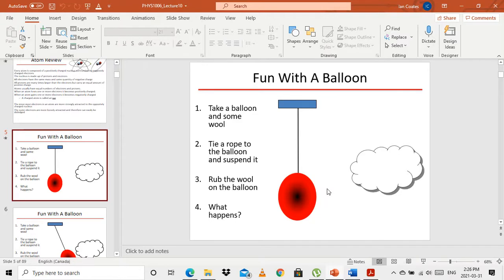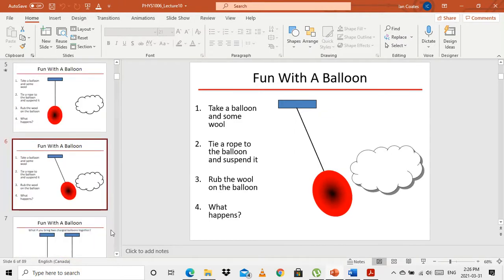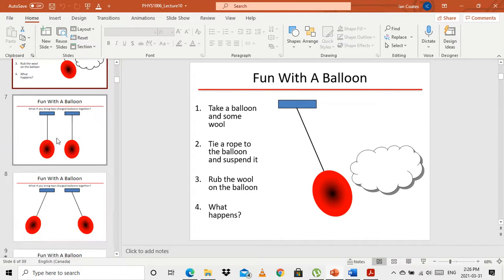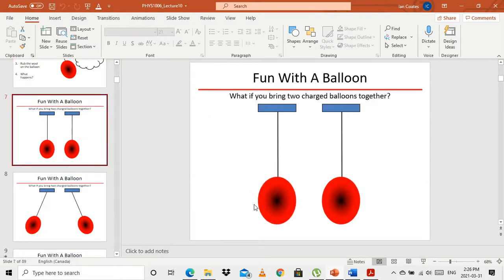Fun with a balloon. Take a balloon and some wool. Tie a rope to the balloon and suspend it. Rub the wool on the balloon. What will happen? Wow. So now the balloon is attracted to the wool, which apparently looks like a cloud. Very good. What if you bring two charged balloons together?